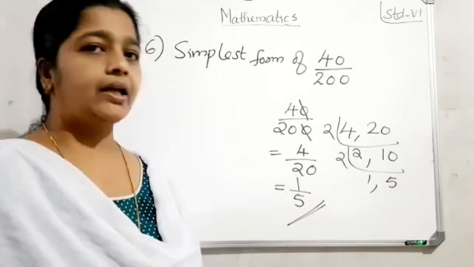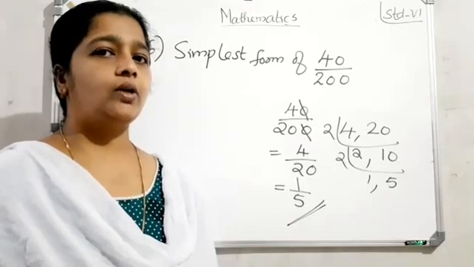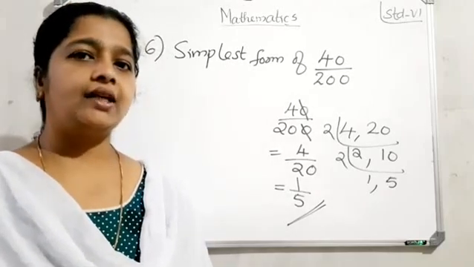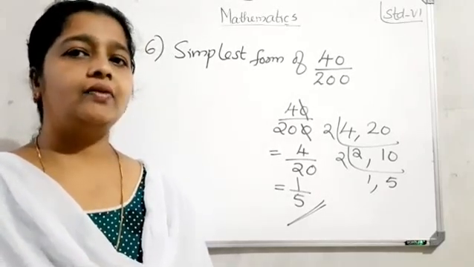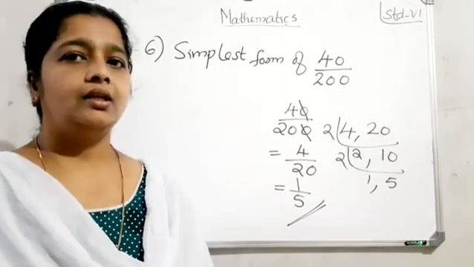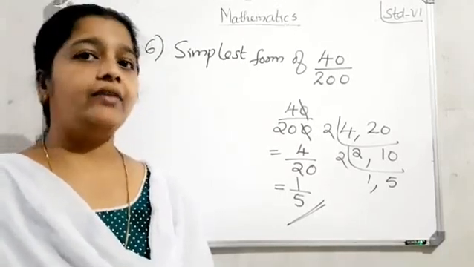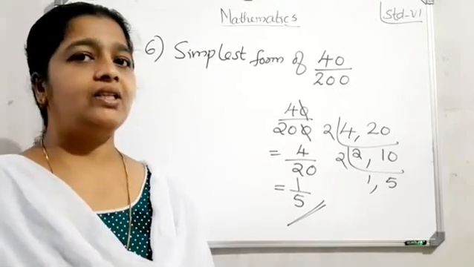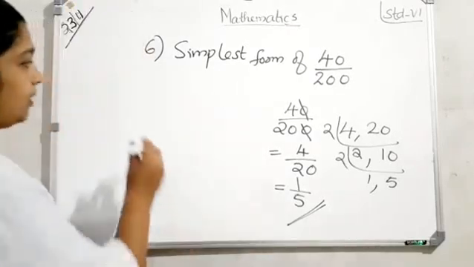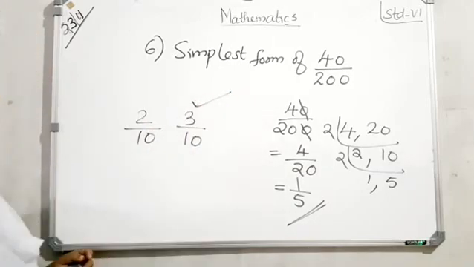Next, comparing fractions: which one is greater, which one is larger. For like fractions, when the denominators are the same, check the numerator. The greatest numerator is the greatest fraction, and the smallest numerator is the smallest fraction. But for unlike fractions, you must check that the greatest numerator is not necessarily the greatest fraction. For example, 2 by 10 and 3 by 10, here 3 by 10 is greater.